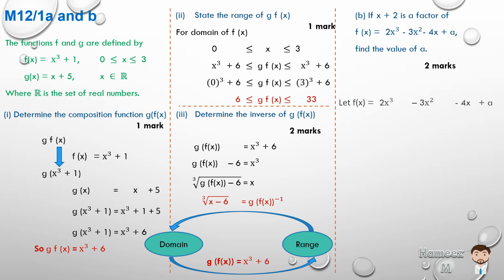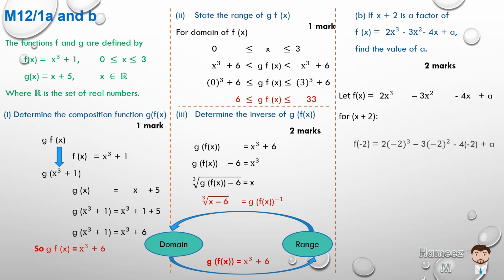So let f of x equal 2x cubed minus 3x squared minus 4x plus a. For x plus 2 being a factor, we can make x the subject of x plus 2 equal to 0, so x is equal to minus 2. So we're going to substitute x as minus 2 into that function. So f of minus 2 is equal to 2 by minus 2 cubed minus 3 by minus 2 squared minus 4 by minus 2 plus a.